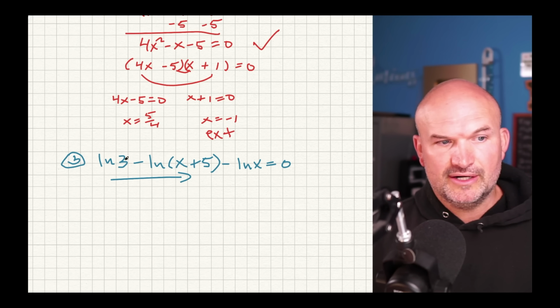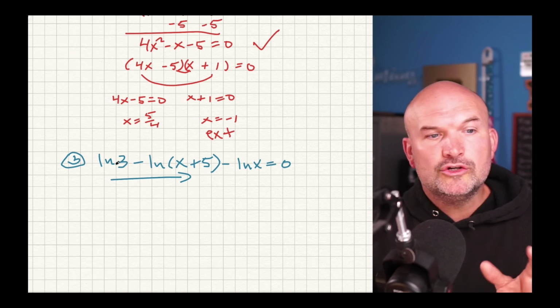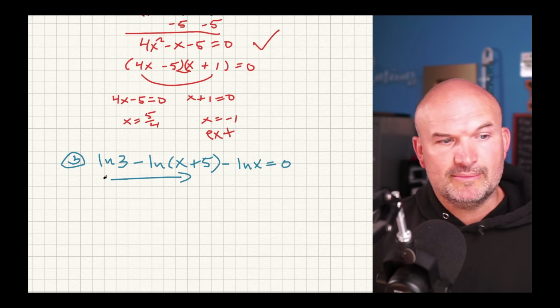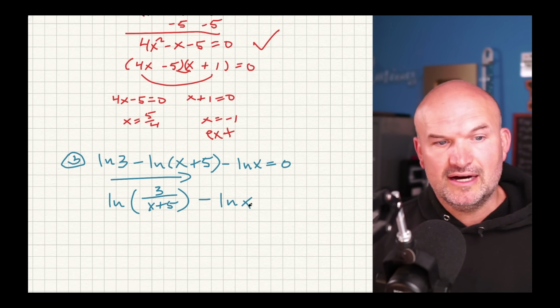So this first example here, whenever you are subtracting two different logarithms, as long as they have the same base, you can rewrite that as a quotient of your arguments. So therefore, I can rewrite this as ln of 3 divided by x plus 5. And then still, I need to subtract that from ln of x.